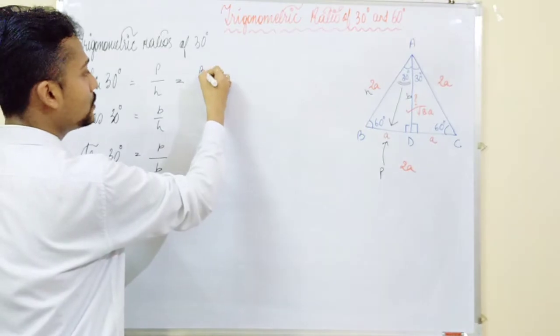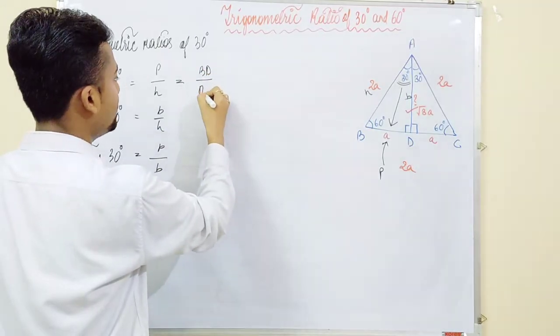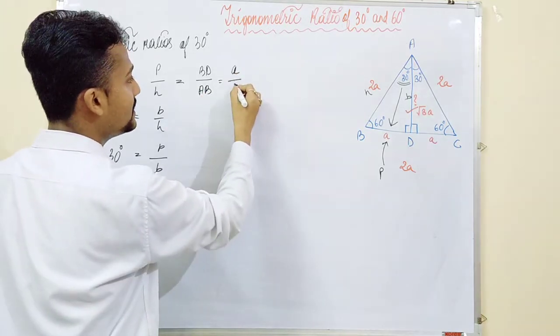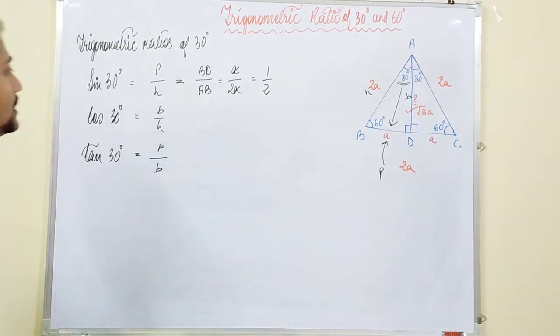P is equal to BD by H. H is equal to AB. So BD is equal to how much? BD is equal to A, AB is equal to 2A, so it is 1 by 2, isn't it?